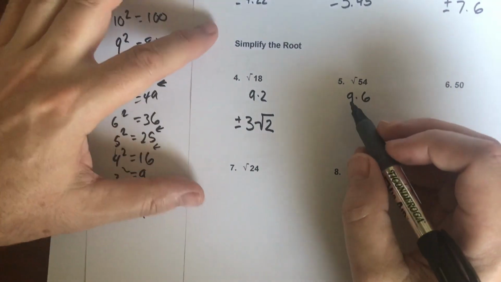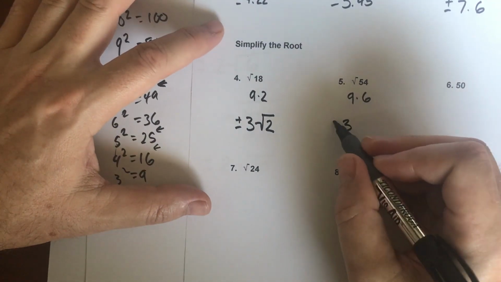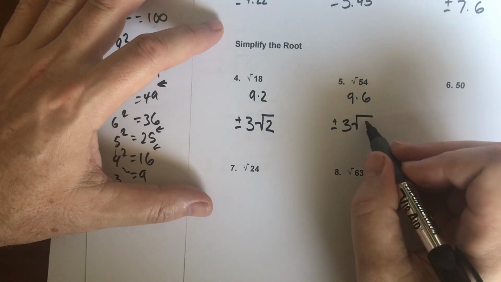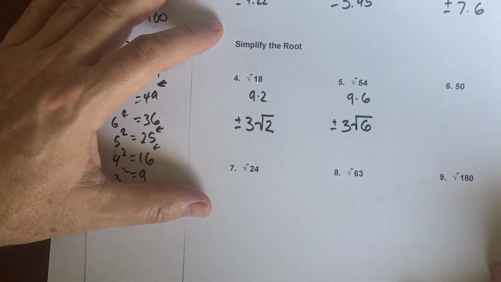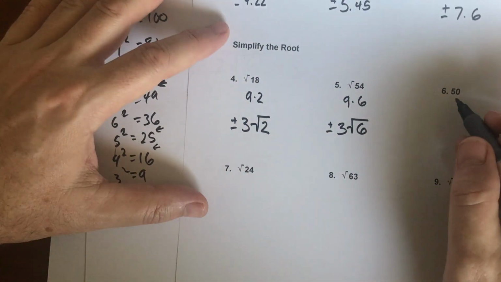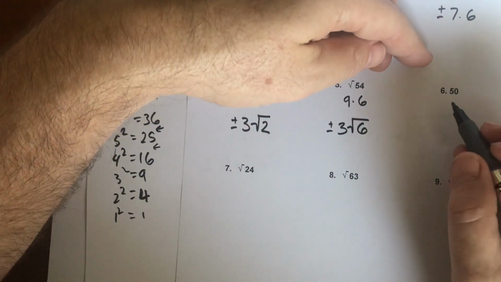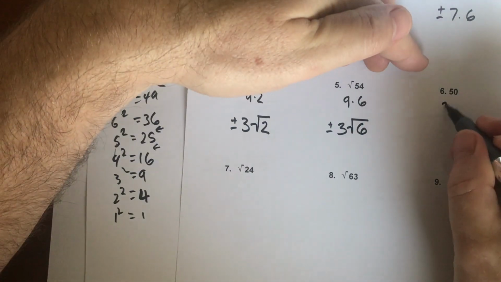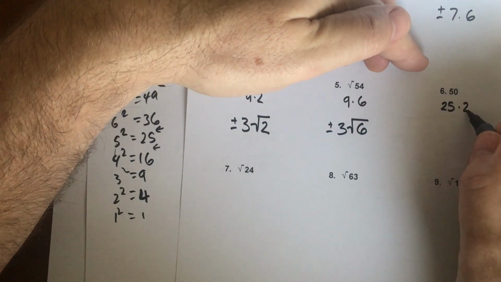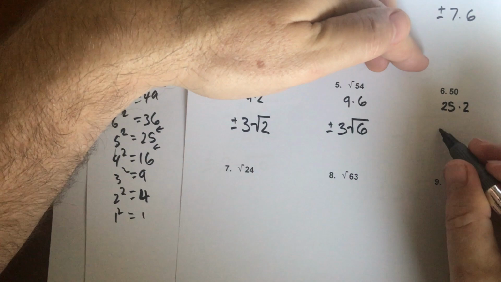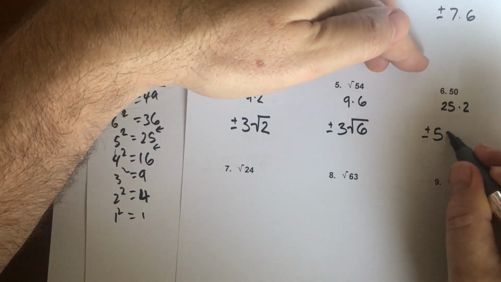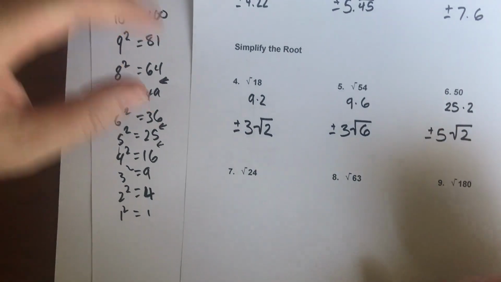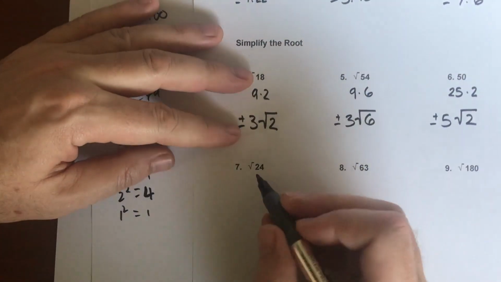So square root of 9 is 3. So positive or negative 3 times the square root of 6, can't get anything out of it because it's just 2 times 3. Leave it on the inside. Number 6, 50. Well, I can't divide it by 4, 9, or 16, but I can divide it by 25. This is 25 times 2. The square root of 25 is 5. And I leave that 2 on the inside.